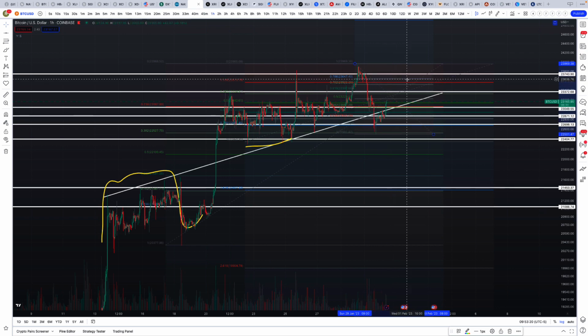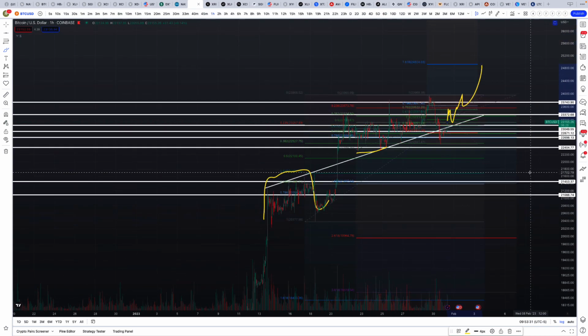I want to see us break above this 786 with a lot of force, kind of maybe something like this. Come up, a lot of force, bang, retest it, and then just send it on out of there. That's definitely what we want to see. That'll take us to like 25K. So that's definitely in the cards, definitely on the radar.